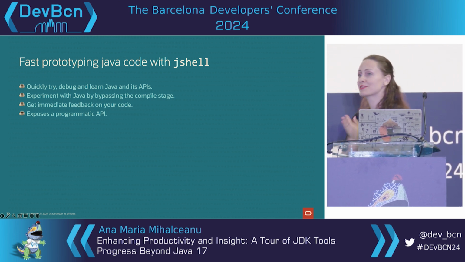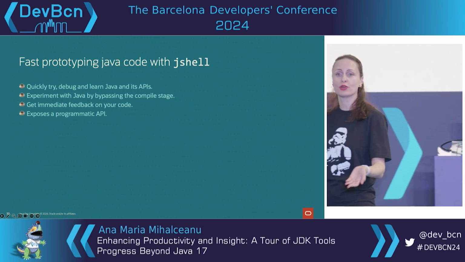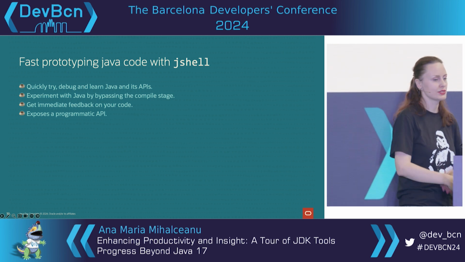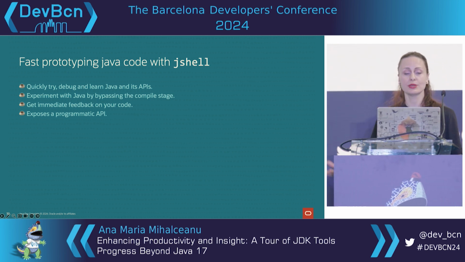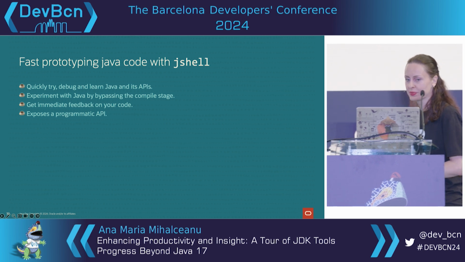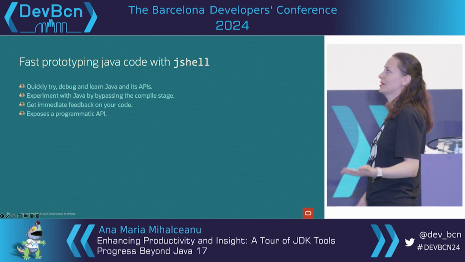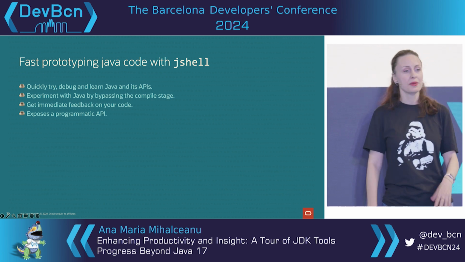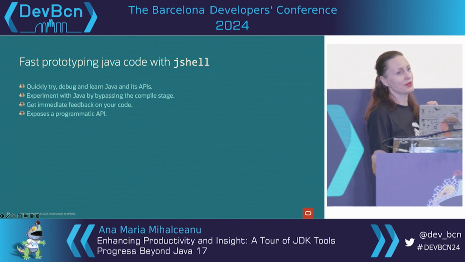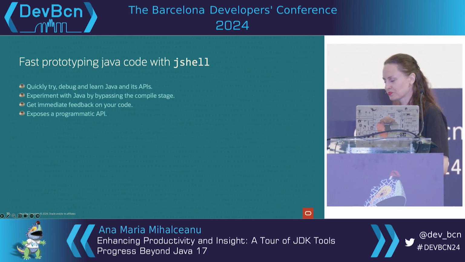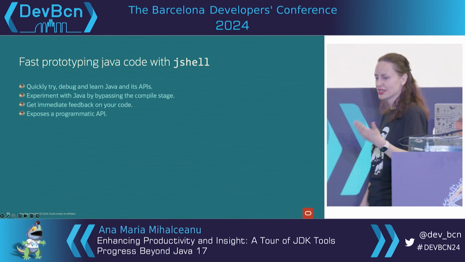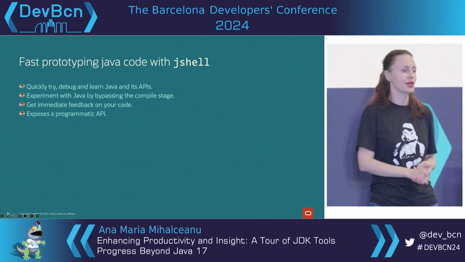So JShell is great for fast prototyping your Java code without going necessarily to your IDE. You just open JShell in your terminal, and you can write Java code there, and it can give you feedback immediately upon your code. It also has a programmable API, so you can access it and enhance it. It's open. It's there. So it's pretty cool.